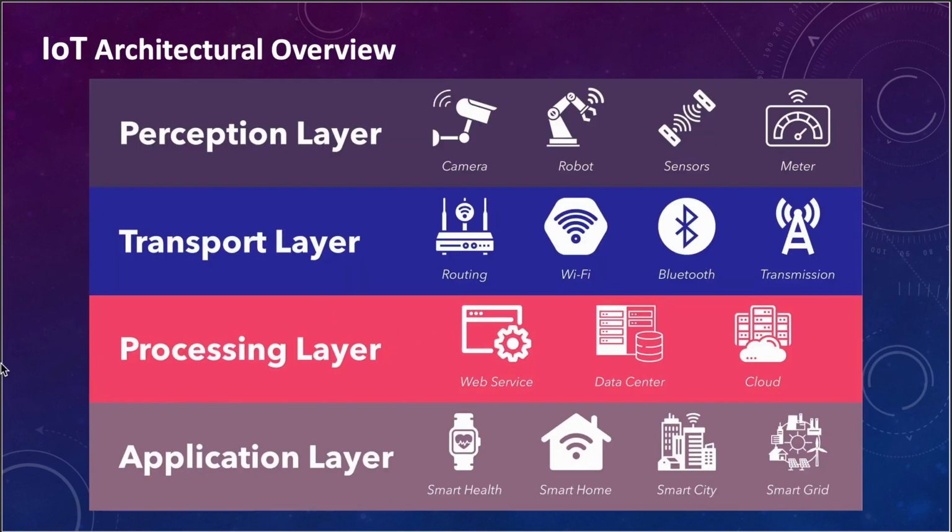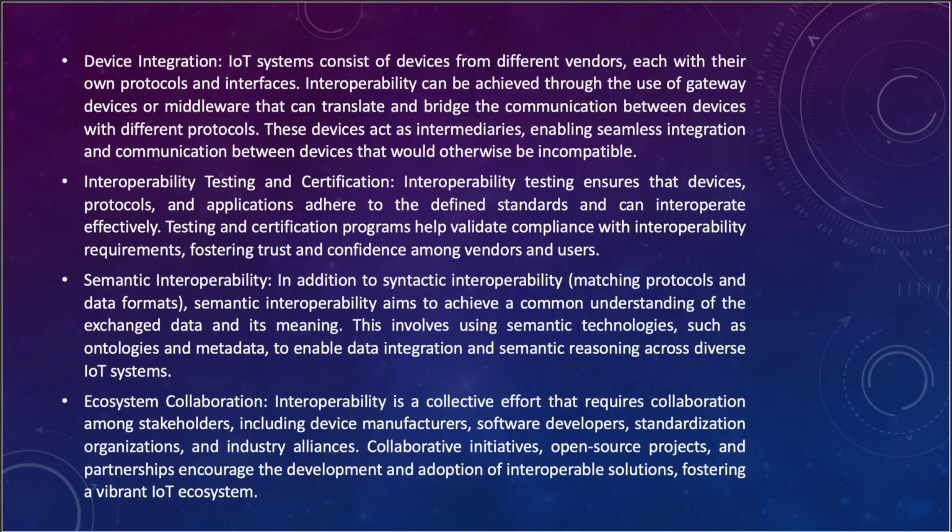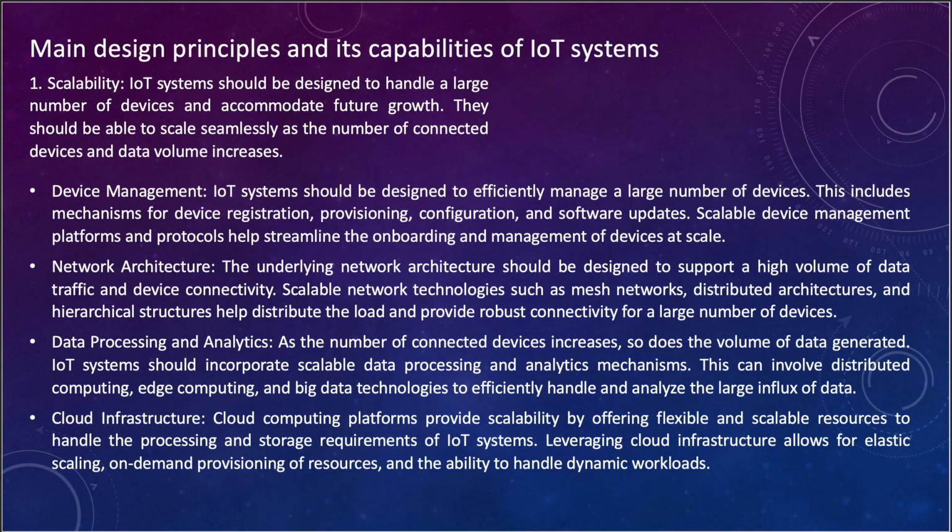This architecture is for an IoT system. That architecture has four layers. We talked about it. Now we are looking at the capabilities or design principles that we consider when designing the IoT system, or when designing those four layers.